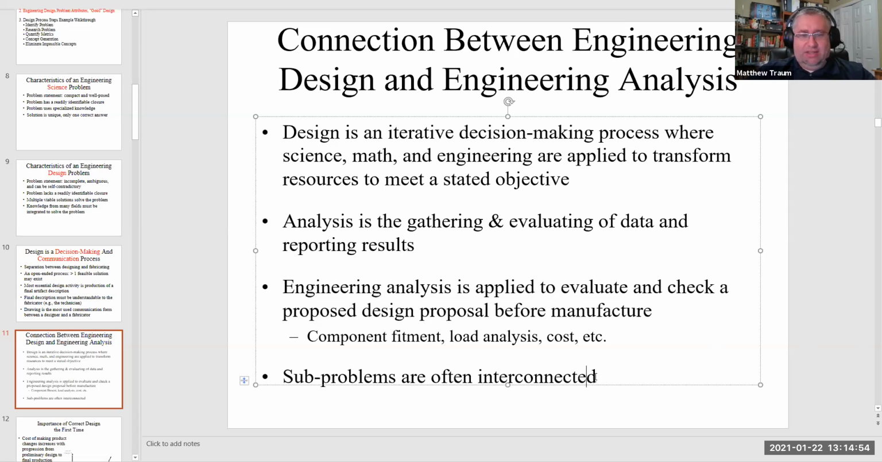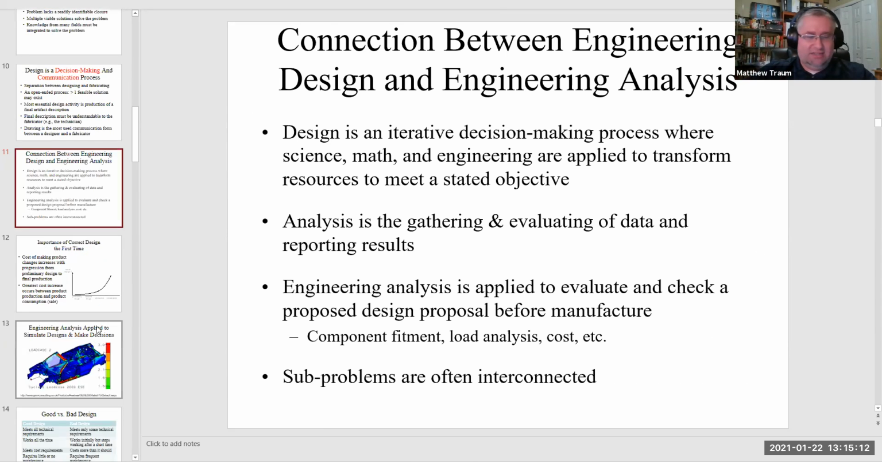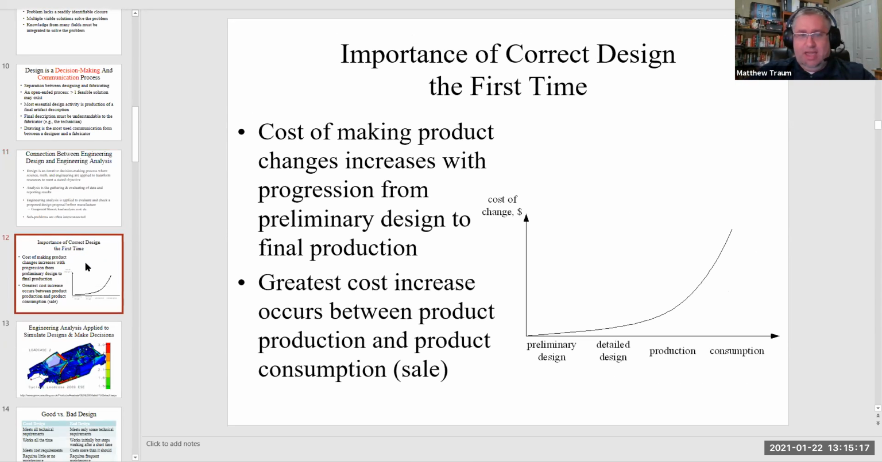And a corollary to that is that a lot of subproblems in design are interconnected. So you might solve an engineering design problem for one subsystem only to discover that it affects the performance of a bunch of other subsystems in an overall system design. And so you have to change everything in response to changing one thing, because of course, design is iterative and interconnected, unlike engineering science problems.